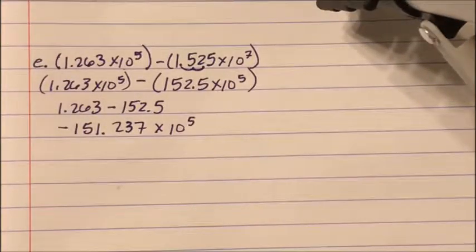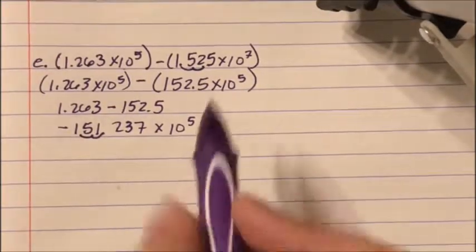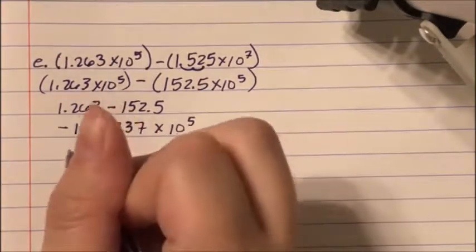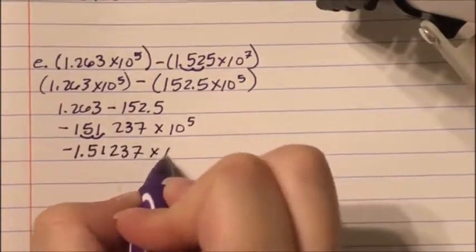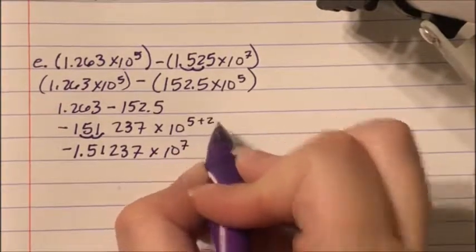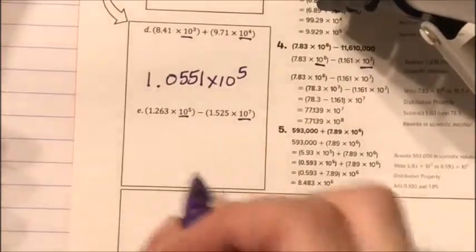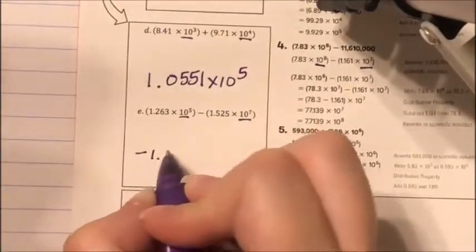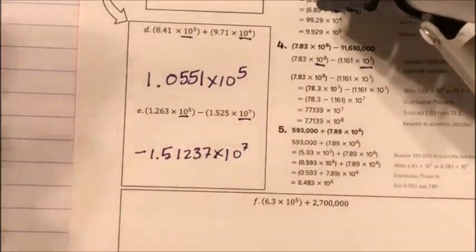Okay, not in scientific notation though, so I need to change it to scientific notation. So I'm moving 2 to the left, right? So that means this is going to get bigger. So I get negative 1.51237 times 10 to the 7th. Because I moved it 2, right? So plus 2. All right? So that's my answer for letter E. Negative 1.51237 times 10 to the 7th.